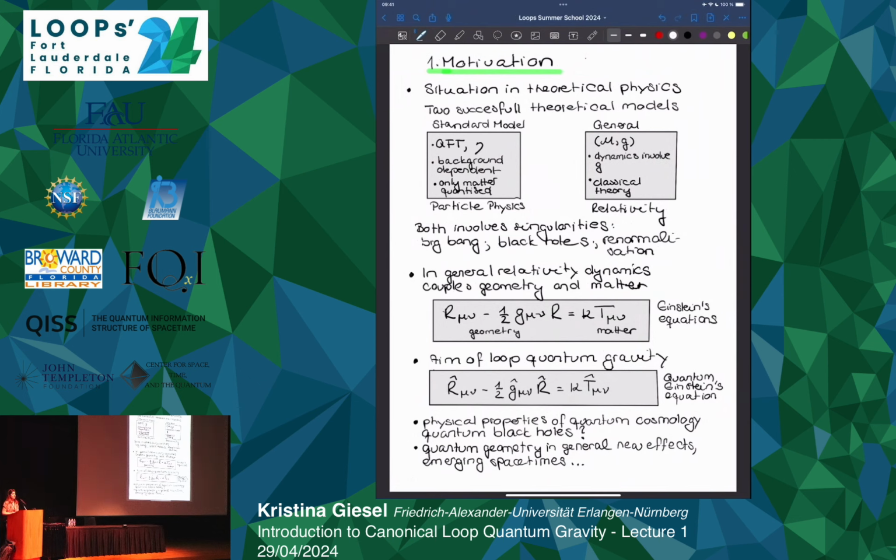A similar question you can ask for black holes. What are the properties of a quantum black hole compared to classical black holes? You can even go beyond this and ask, maybe quantum gravity can explain what space-time is at all, and that it emerges from some underlying, more fundamental theory. And all these questions will be discussed during the school and during the conference next week.